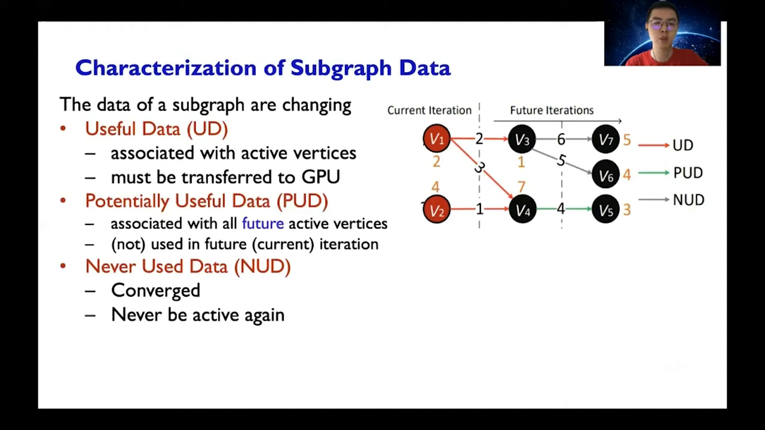Second, potentially useful data, indicated as POD. These are edge data associated with all the future active vertices in future iterations in a subgraph, for example, the edge between vertex 4 and vertex 5. Unlike UD, POD is not actually used in the current iteration, but may be transferred repeatedly to GPU if not handled carefully. Last, never used data, indicated as NUD. These are other edge data that will never be used again in a subgraph, associated with the vertices that have converged and will never be active, for example, the edge between vertex 3 and vertex 7.